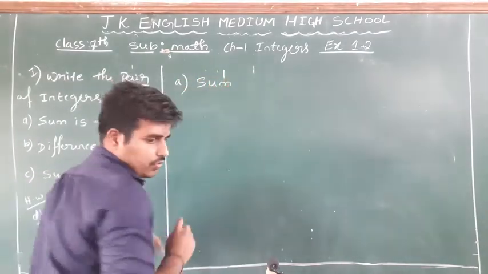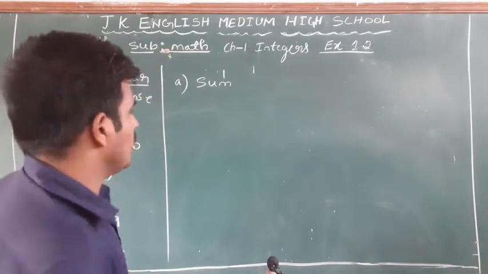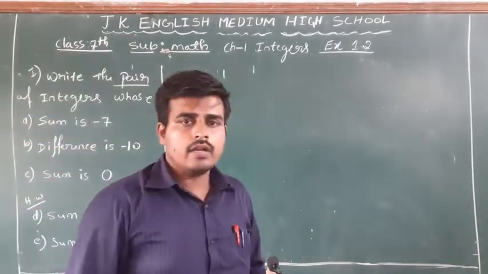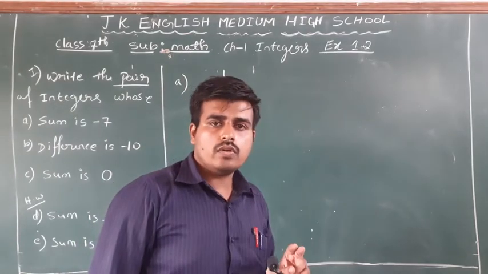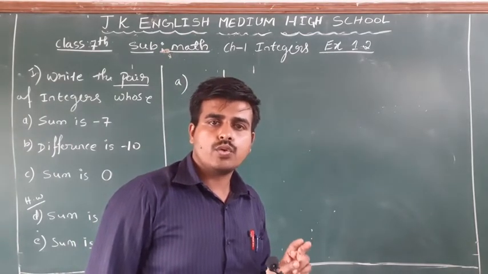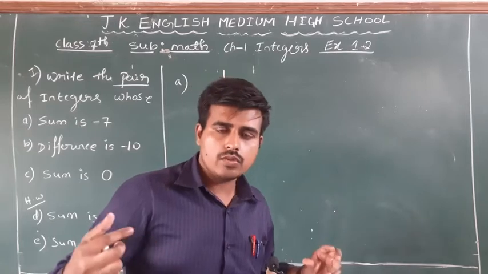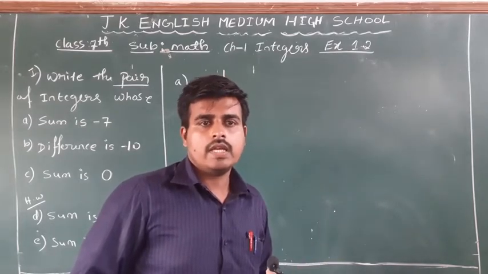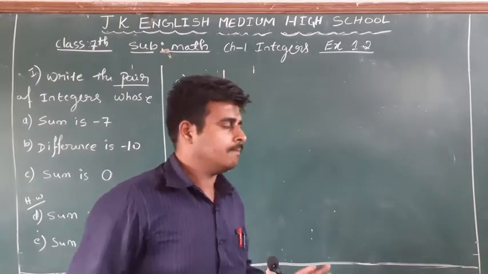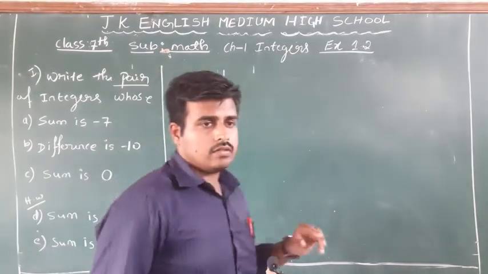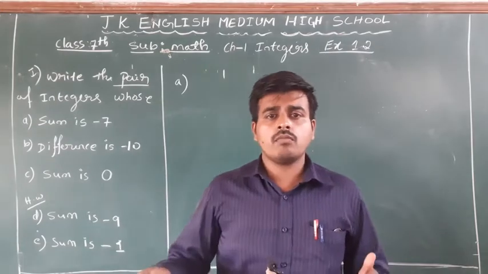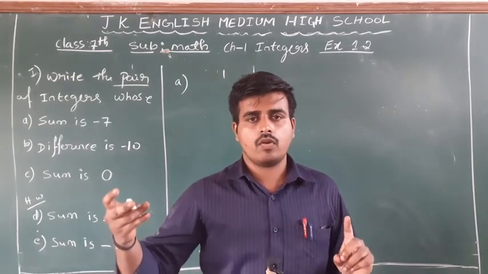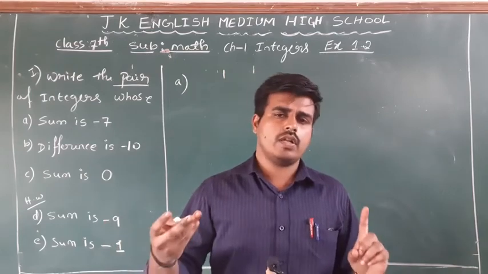The question is already written, so I will go directly to the solution. Sum is minus 7. You have to tell 2 integers such that if we add those 2 integers, the answer must be minus 7. It's very easy actually. Let's try. There are many pairs. For a single answer there can be many pairs, but we need to write only one.